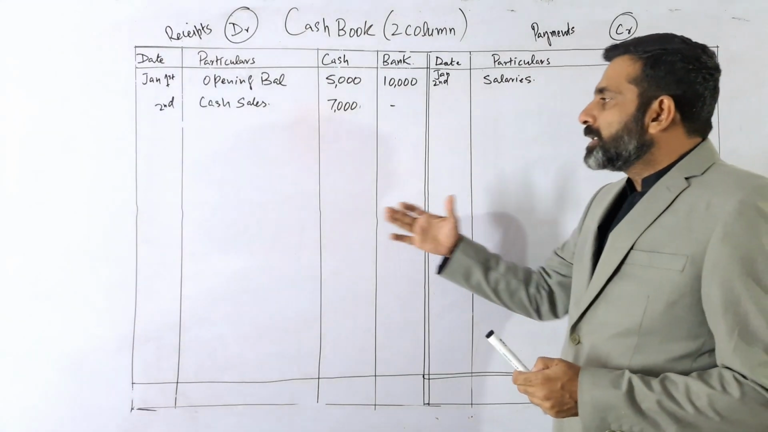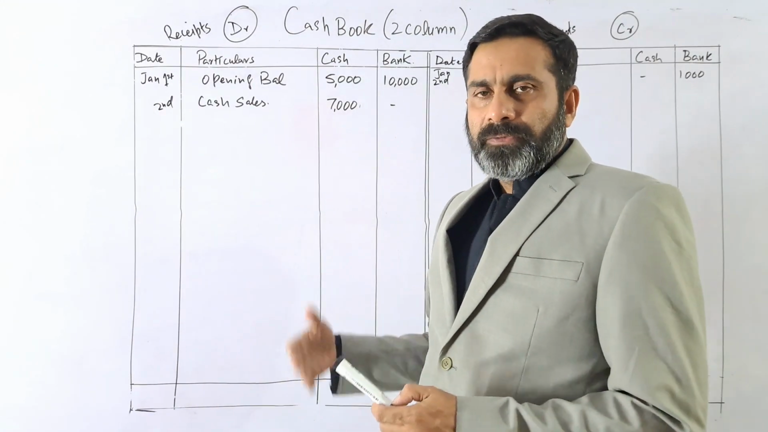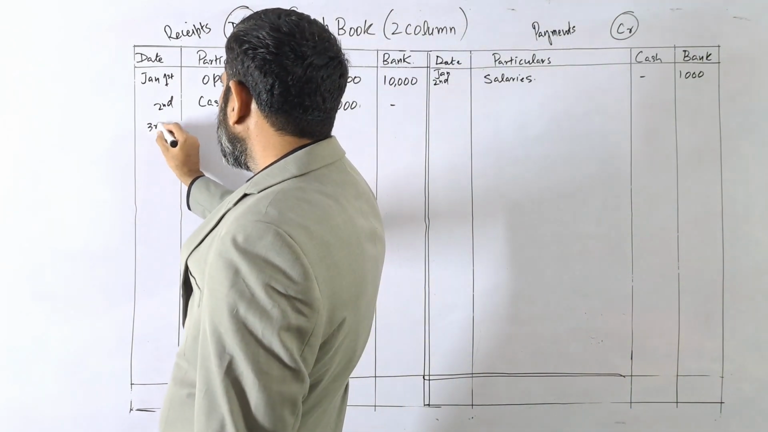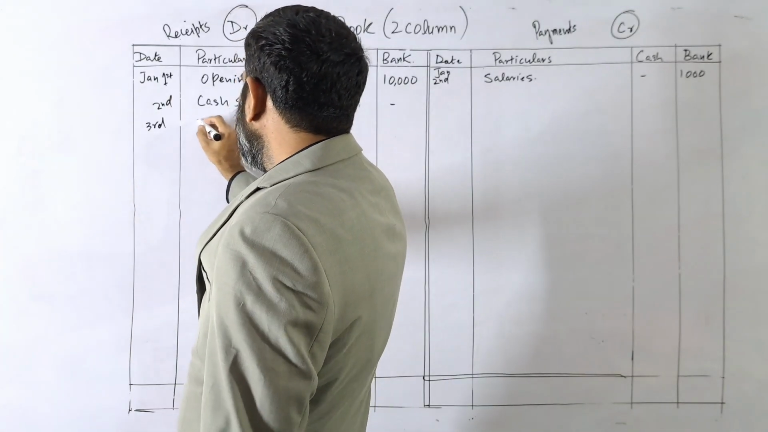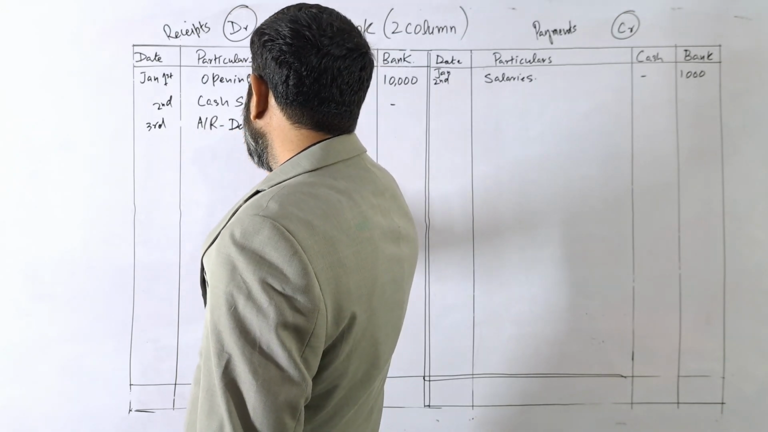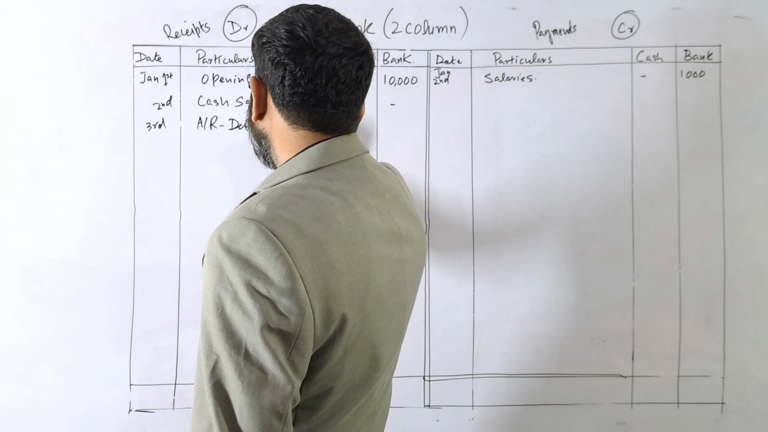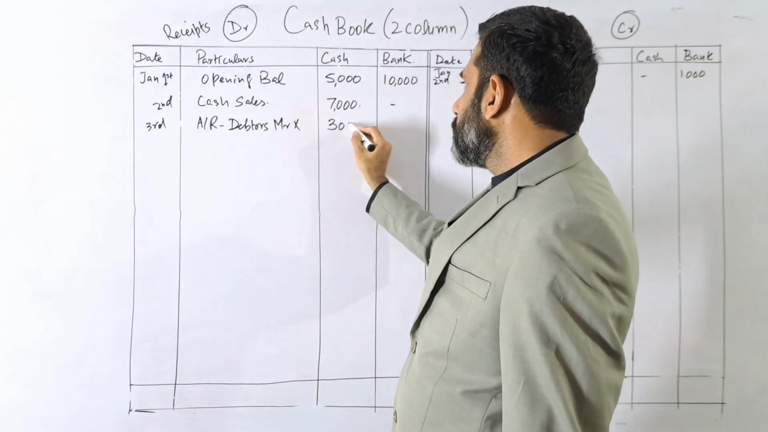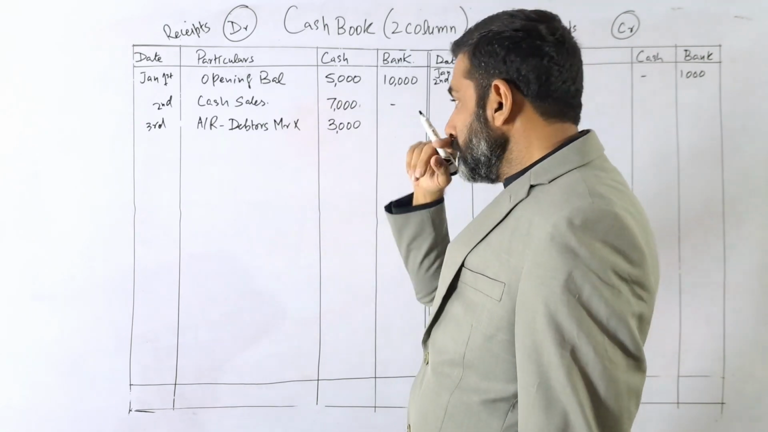In the same way, we will keep on recording different types of cash receipts. For example, on the third, there are some accounts receivable or debtors. For example, Mr. X has paid, let's say, $3,000.